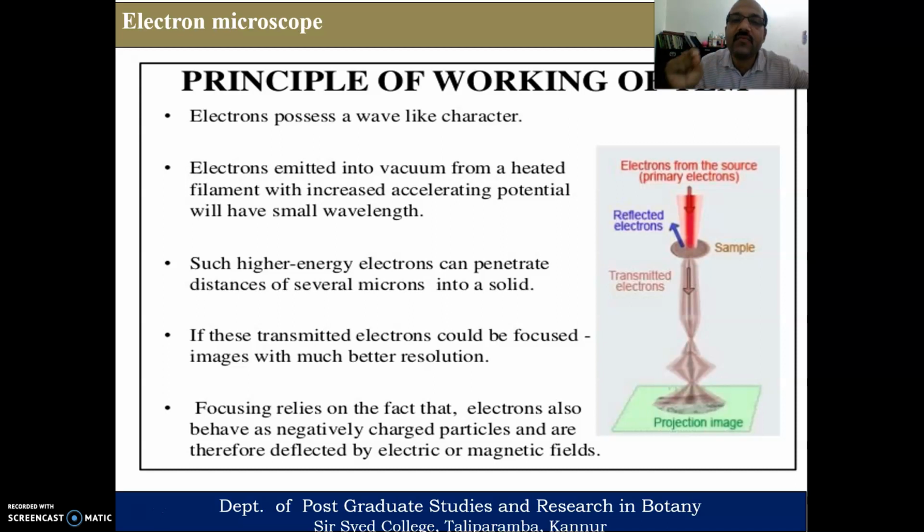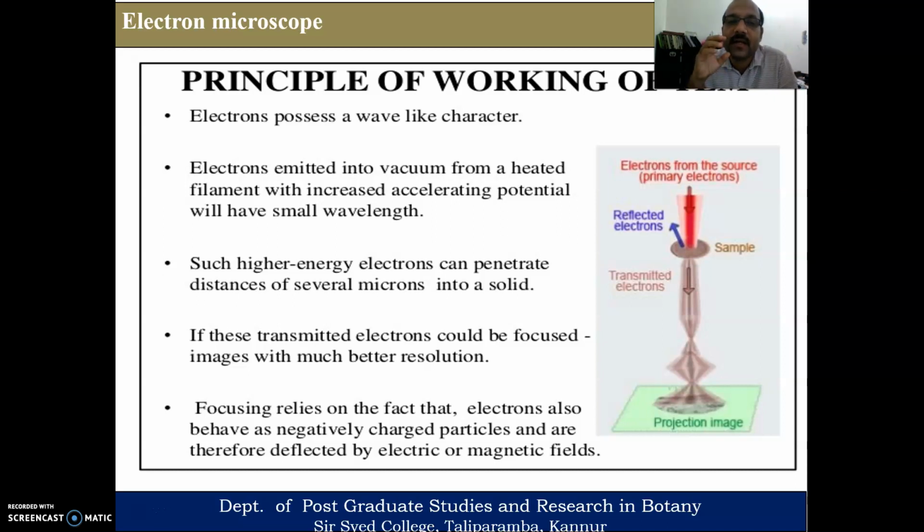Electrons emitted into vacuum from a heated filament with increased accelerating potential will have a small wavelength. Such higher energy electrons can penetrate distances of several microns into a solid. If this transmitted electron could be focused, the image would have much better resolution. Focusing relies on the fact that electrons also behave as negatively charged particles and are therefore deflected by electric or magnetic fields. So this is actually the basic principle of the transmission electron microscope.